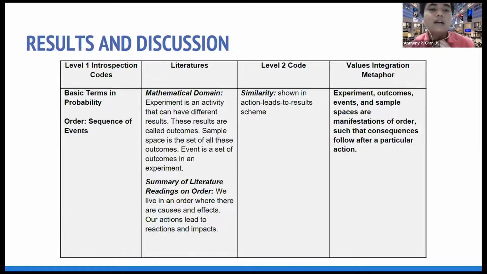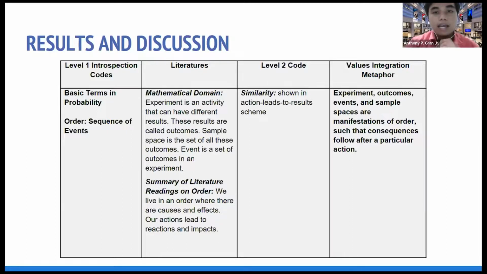For the mathematical domain, experiment is an activity that can have different results. And these results are called outcomes. Sample space is the set of all these outcomes, and event is a set of outcomes in an experiment. The summary of literature readings on the values integration theme order is this. We live in an order where there are causes and effects. Our actions lead to reactions and impacts.